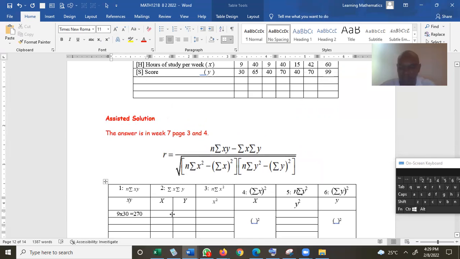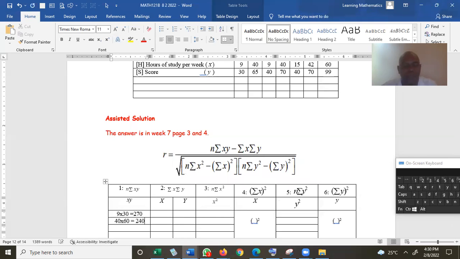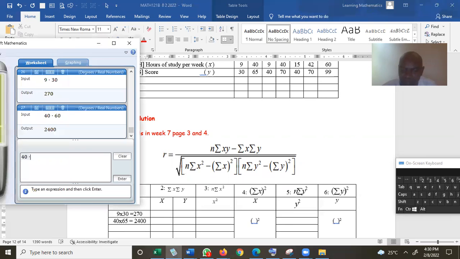is 40 times 60. 40 times 60 is how much? 40 times 60 is 2,400. Sorry, 40 times 65, sorry, 40 times 65, true, correct. 40 times 65, finding the XYs, I put 40 times 60. Thanks for the correction, 40 times 65. 2,600.